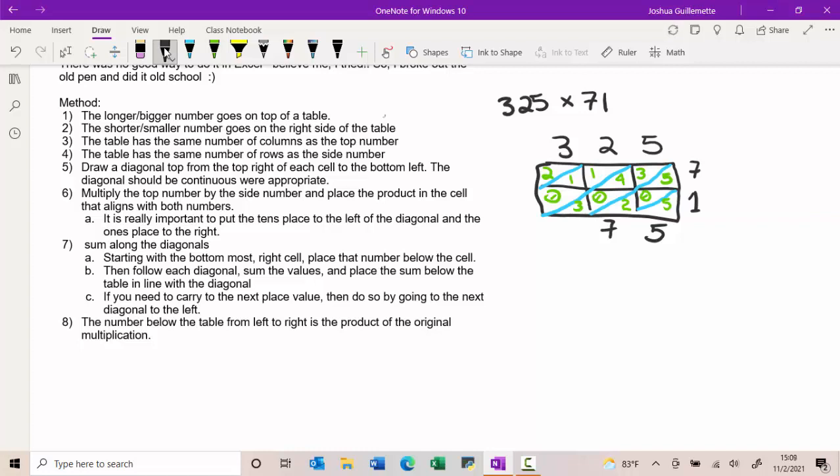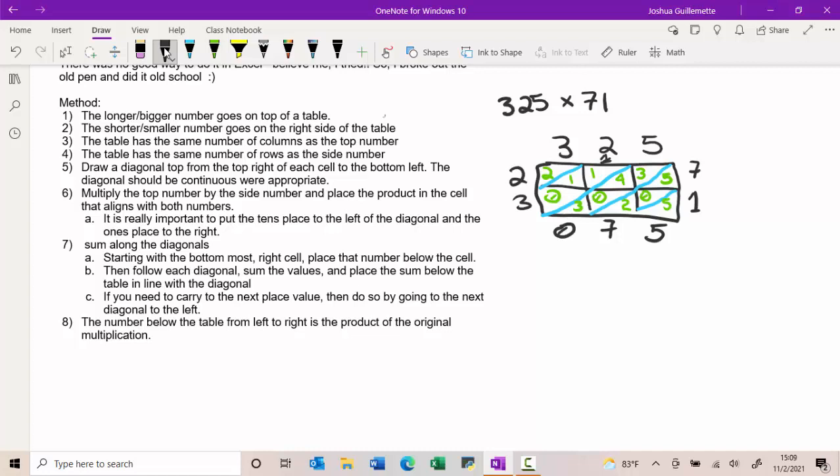And 7 plus 3 is 10. Now, I'm going to put the 0 here, but what do I do with the ones place? Well, that was this diagonal. So what I have to do is carry the 1 to the next diagonal to the left. If you carry the next place value, then do so by going to the next diagonal to the left. So we were in this diagonal. The next diagonal to the left is this one. So now 1 plus 1 is 2. 2 plus 1 is 3. 3 plus 0 is 3. And then this is my uppermost left one, and that is going to be 2.